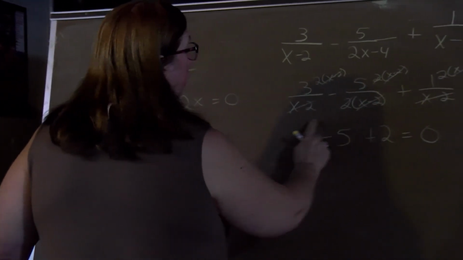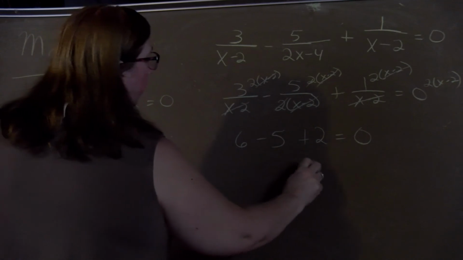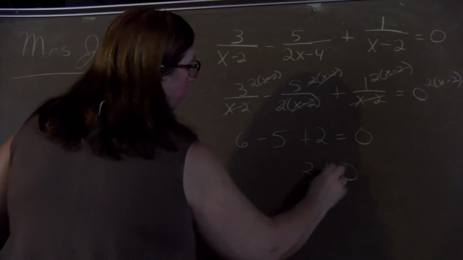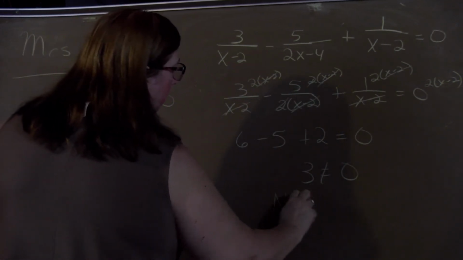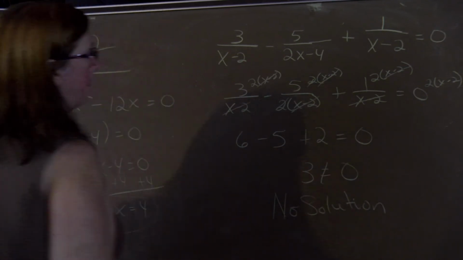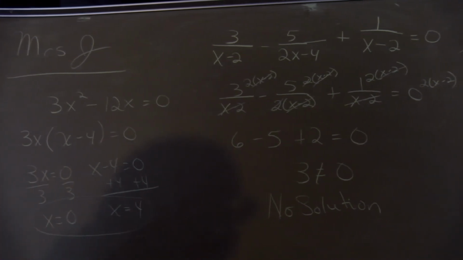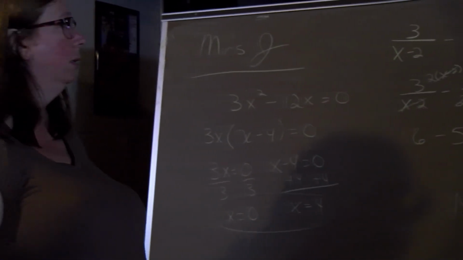So what we need to do is calculate this and see if we get 0. 6 minus 5 plus 2, we get 3. In this case, there's no solution. If we would have gotten 0 equals 0, there'd be infinitely many solutions.